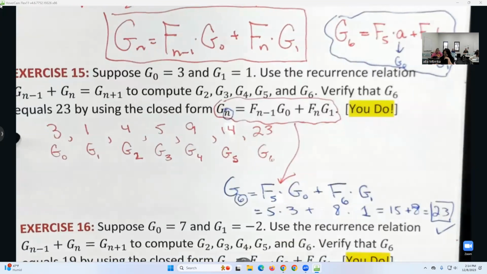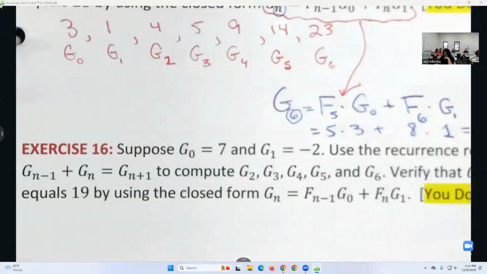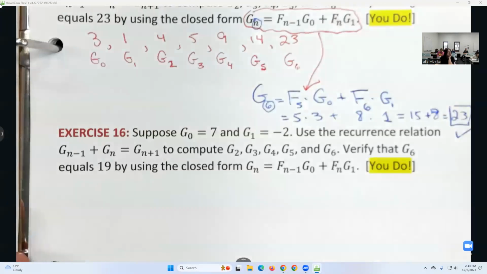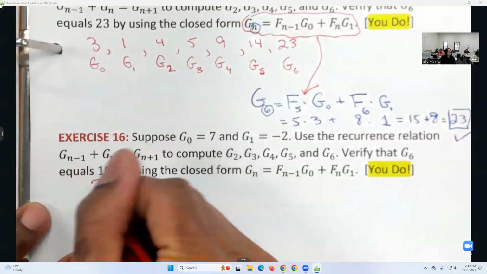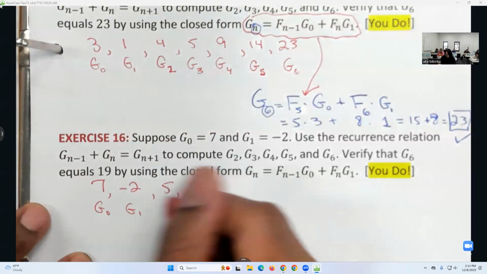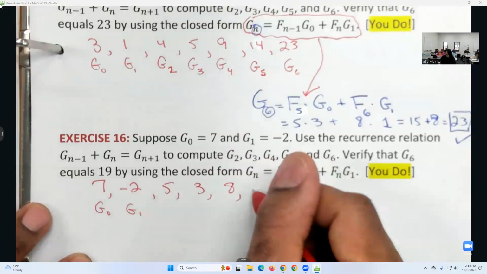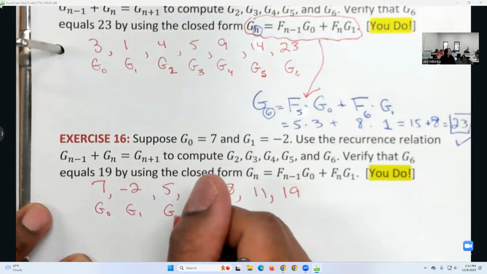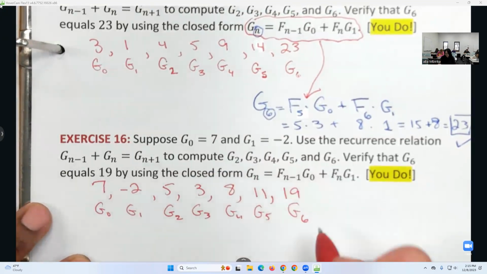Okay, let's do one more sequence that starts now, instead of with 3 and 1, we're going to start with 7 and -2. So we start with a 7, and then we have a -2. So that's our G naught and G1. The next term is 7 plus -2, which is positive 5. Next term is -2 plus 5, which is positive 3. 5 plus 3 is 8. 3 plus 8 is 11. 8 plus 11 is 19. We're going to stop because that's where G6 is. G2, G3, G4, G5, G6.